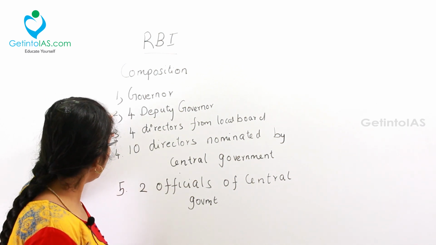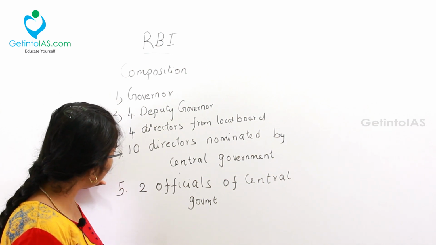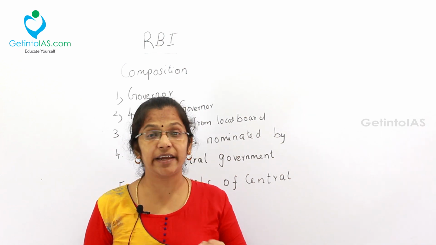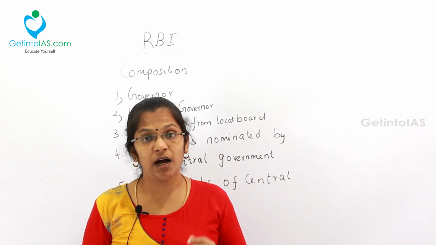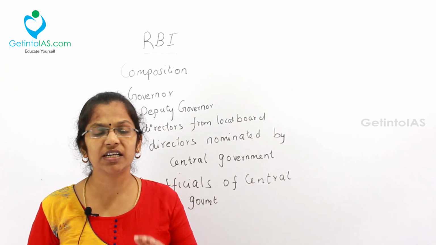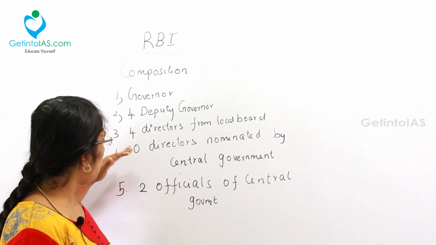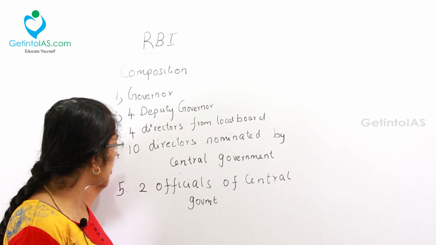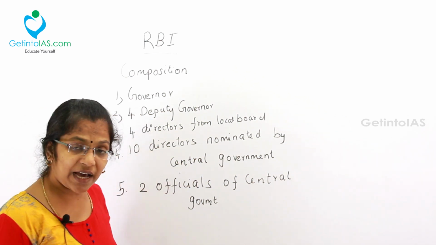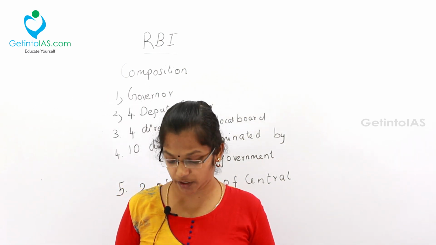Okay, so if you look here, this deputy governor and the directors from the local board. Apart from this, there are 10 other directors nominated by the central government. In case any decision has to be taken under section 7, who will win the battle? It's obviously the central government because it has 10 directors nominated by them, right? So, the majority wins. So, you have to look at section 7 carefully, right?